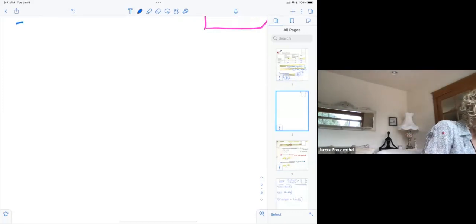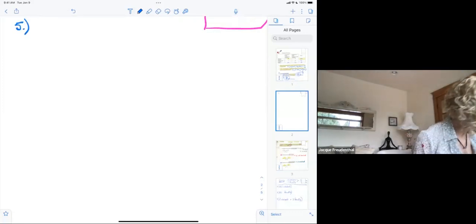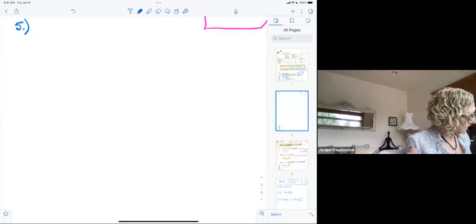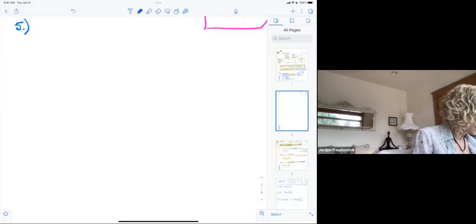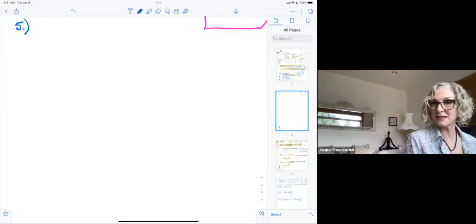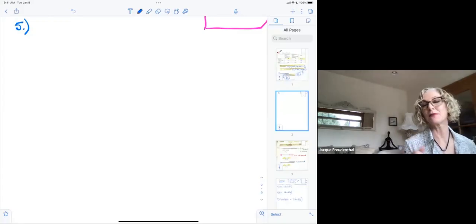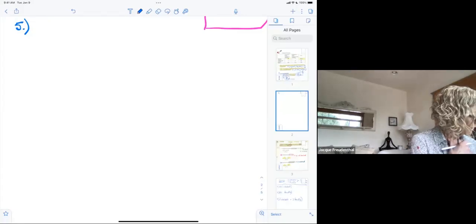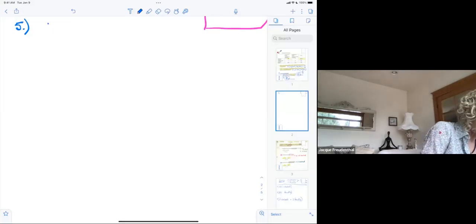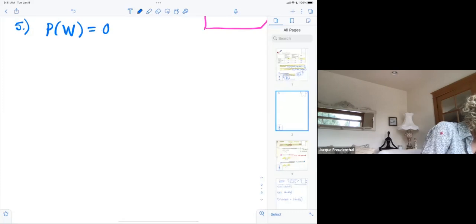So number 5 on that worksheet says individual plays on a slot machine are independent. That means that if I pull the slot machine, that's not going to affect the next time I pull the slot machine. So individual plays are independent. The probability of winning on any play is 0.38.